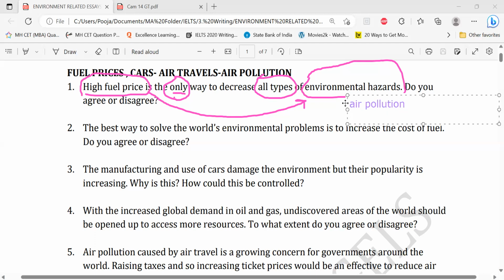Then it can increase lung diseases also. So there are hazards, respiratory issues, concerns, diseases. Good add-on. What other environmental hazards are caused, apart from the idea that high fuel prices are a solution? Sore eyes, because of the gases. Okay, eyes, vision issues.